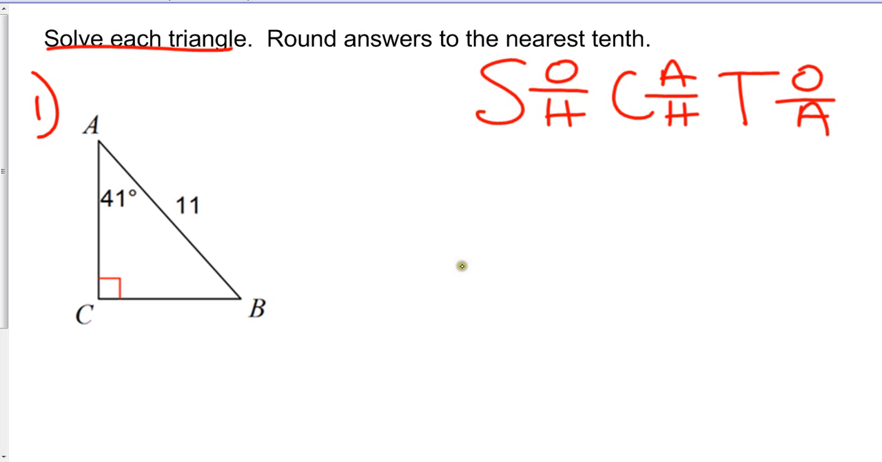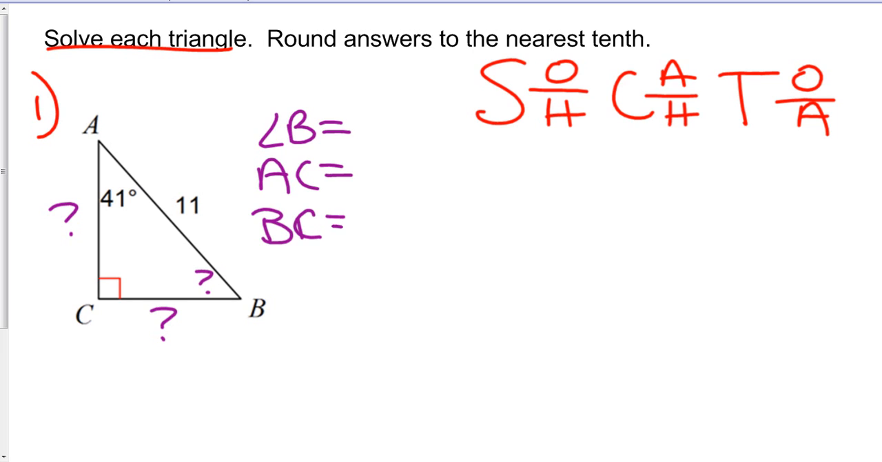every single missing measure. Remember, there are 3 angles in a triangle, there are 3 sides in a triangle, and we have got to find an angle right here. So we're missing that angle, we're missing this side and that side. So when we are done, we are going to have the measure for angle B, the measure for side length AC, and for length BC. Okay, that's what we're looking for.